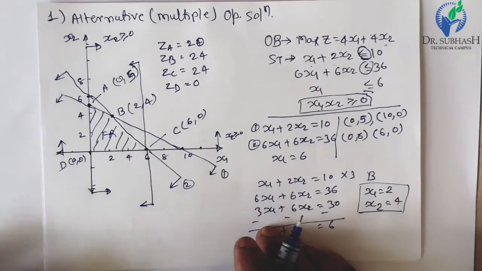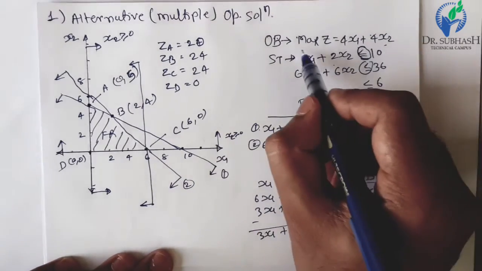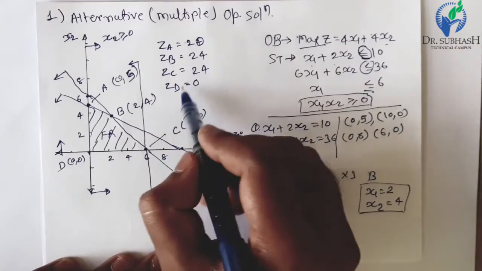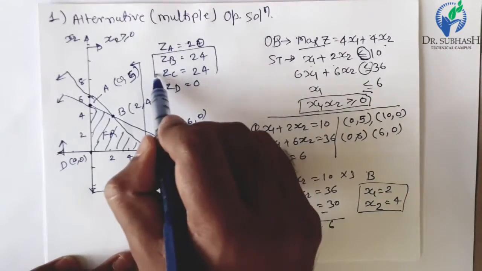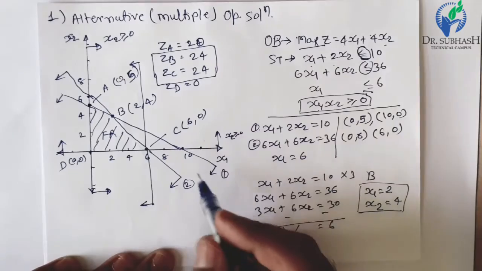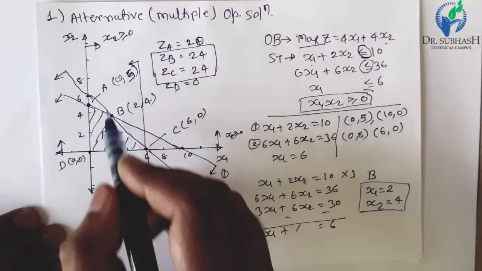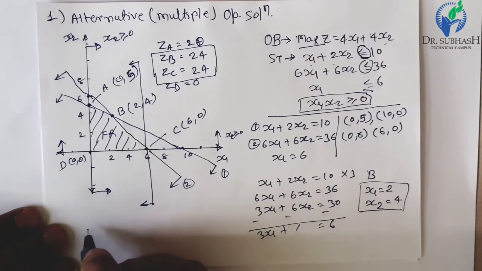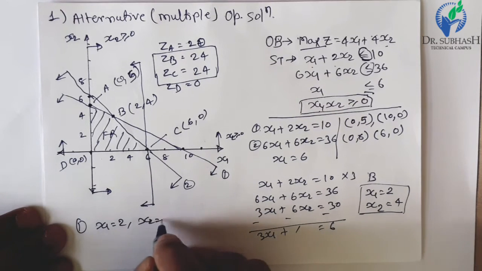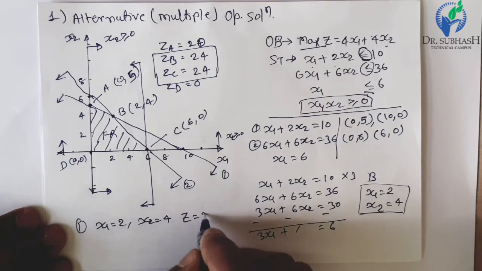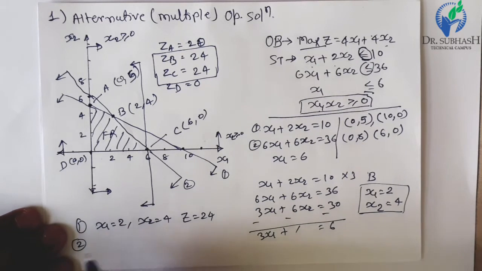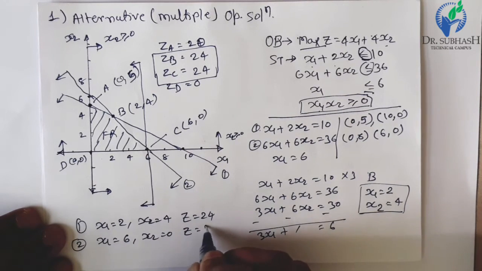So, in this case, because it is a maximization case, we will consider the maximum value, and we get the two maximum values at two different points, say point B and C, with different coordinates at B and C. So, our problem has multiple optimal solutions. Say first solution is x1 equal to 2, x2 equal to 4 and z max equal to 24, and another solution which is also an optimal solution is x1 equal to 6, x2 equal to 0 and z max is equal to 24.